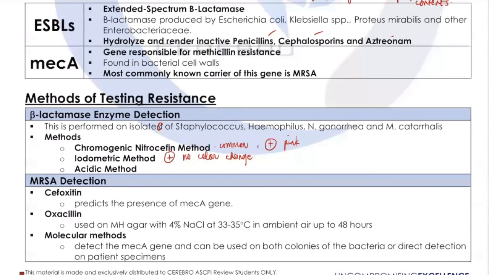Okay? And lastly, we have the acidimetric method. The positive color for the acidimetric method is yellow. Okay? So, gumagamit tayo dito ng phenol red indicator. Okay?